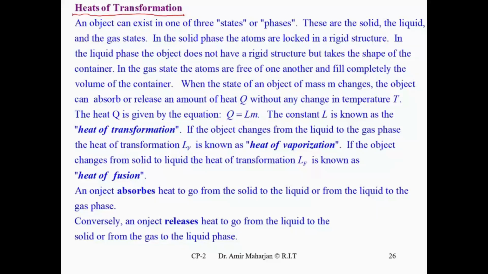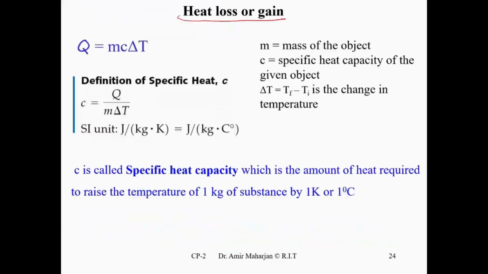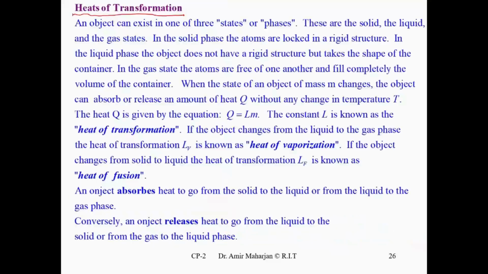So then that means you cannot use this formula anymore. Q = mc delta T, you cannot use. So for heat of transformation, change in phase, you will have to use a second formula, and it's called heat of transformation, also called latent heat. It's just L times M or M times L. M is the mass, L is called the specific latent heat of transformation. And that will again be different for different substances.